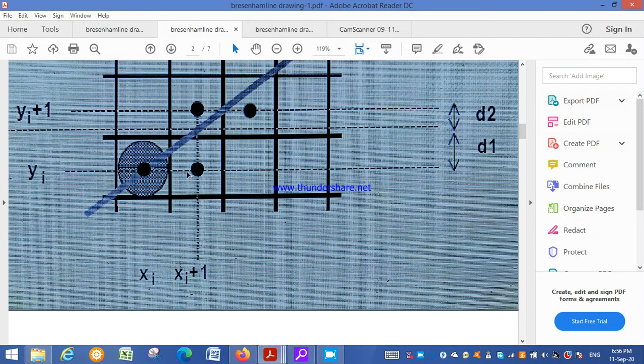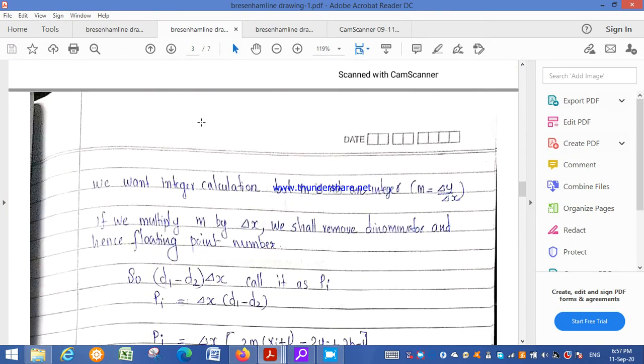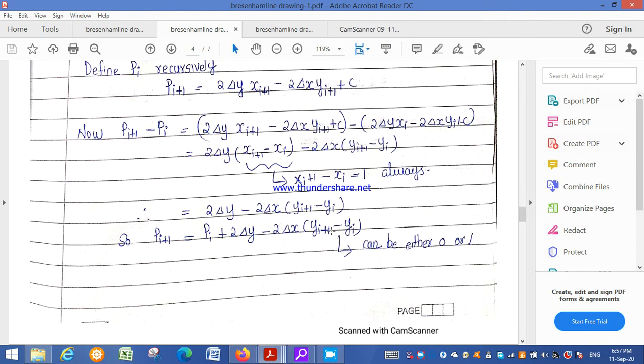If it is xi plus 1, yi, there is no change in yi because the first point is xi, yi. In this case the yi location remains the same, that is 0, or we are incrementing yi to yi plus 1 if you are selecting this location. So the yi plus 1 minus yi difference can take the value either 0 or 1.